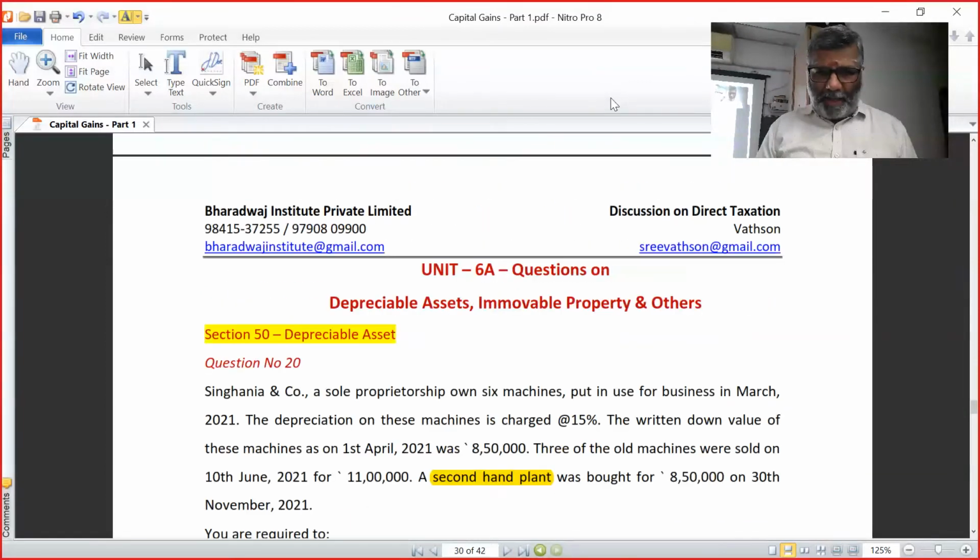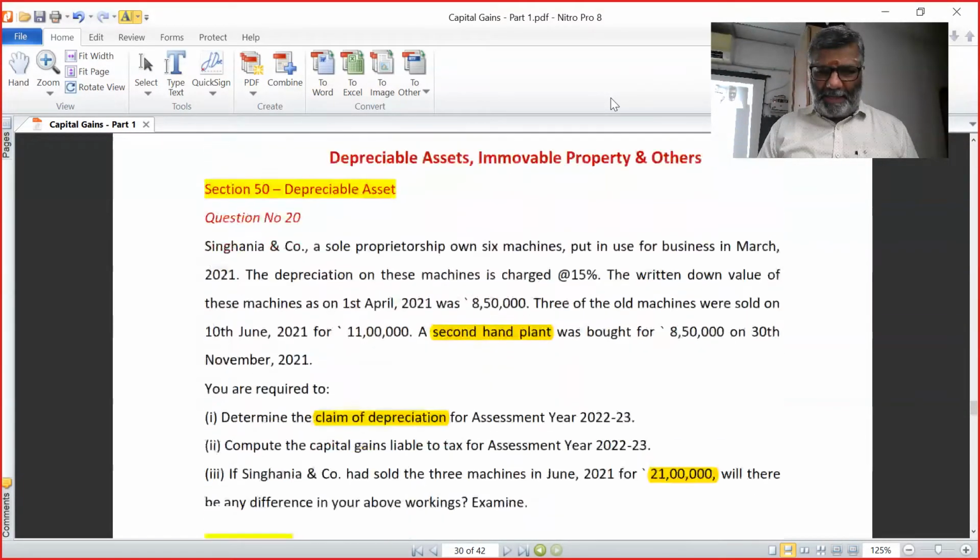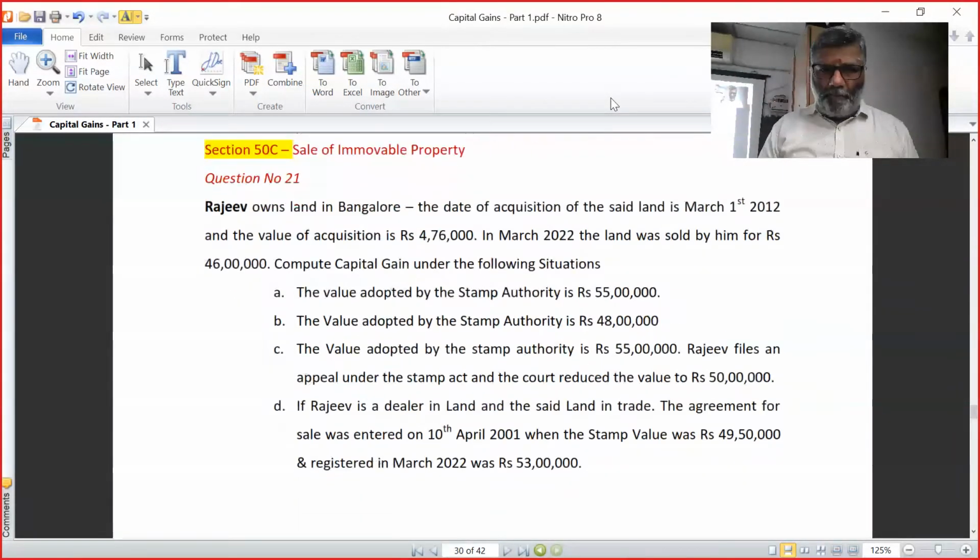Okay. Some of the important provisions now. I'm there in question number 21. Rajiv owns a land in Bangalore. The date of acquisition is 2011-12 and the value of acquisition is 4,76,000. In March 22, the land was sold by him for 46 lakh. Compute capital gain in each of the cases.